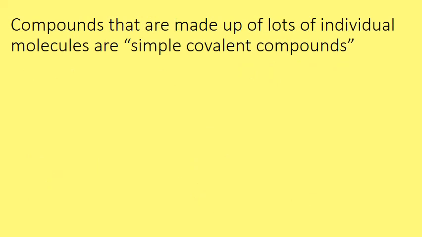Okay, so just reiterating again about simple covalent molecules, we can say that compounds that are made up of lots of individual molecules are simple covalent compounds, like a chlorine molecule, for example. And the reason that I mentioned this now is just to clarify that a chlorine molecule has a strong covalent bond between the 2 chlorine atoms within the molecule, and it's a gas at room temperature. So you know that a gas has a low boiling point.